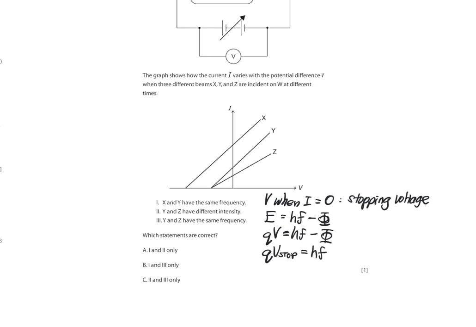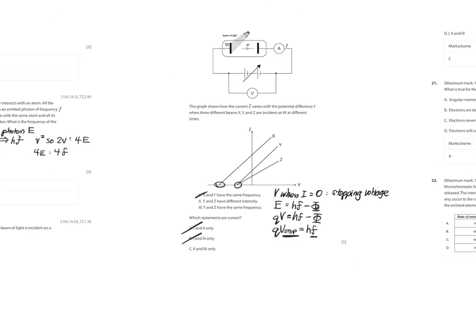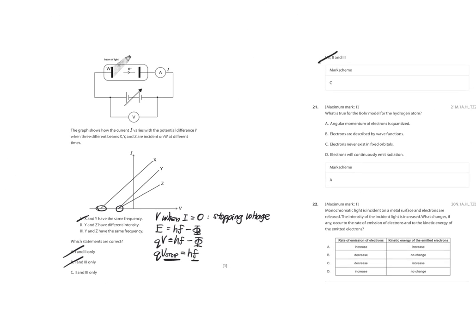Now, point is, one of these statements says X and Y have the same frequency. If you have the same frequency, that means you have the same stopping voltage, because Q and h are constants. And so X and Y do not have the same stopping voltage. When the current is stopped, X and Y have different stopping voltages. So statement 1 is not true. And just by process of elimination, that means A is not right, B is not right, and D is not right. So that gives us C, 1 and 2 only.